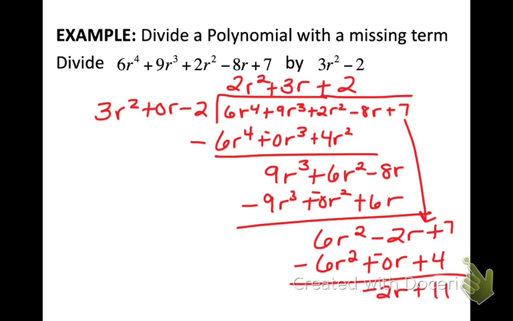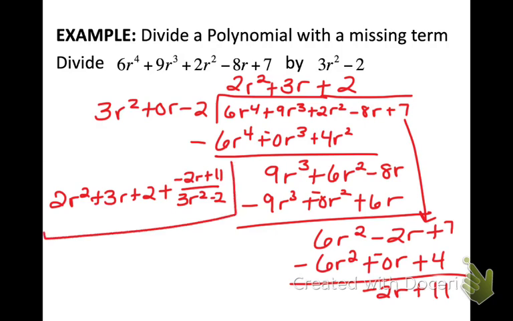So what's my answer going to be? It's going to be 2r squared plus 3r plus 2 with a remainder of negative 2r plus 11 over 3r squared minus 2. Good. So now you can either just put plus and then do negative 2r plus 11 over 3r squared minus 2, or you could just write it as minus. Either works. I just get in the habit of always putting a plus there and then putting whatever it is, whether it's a negative.